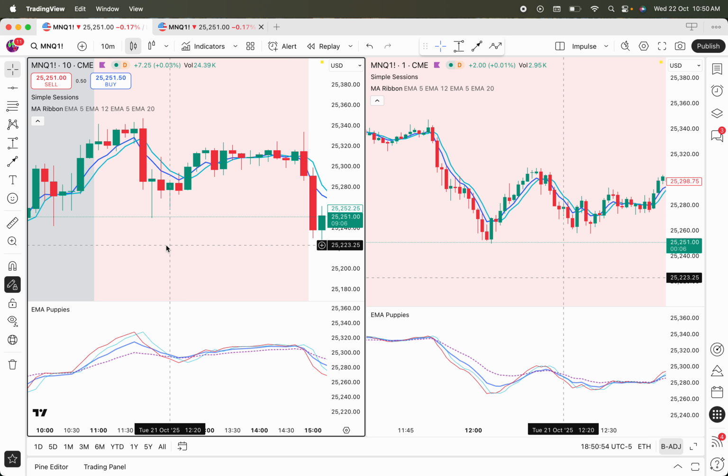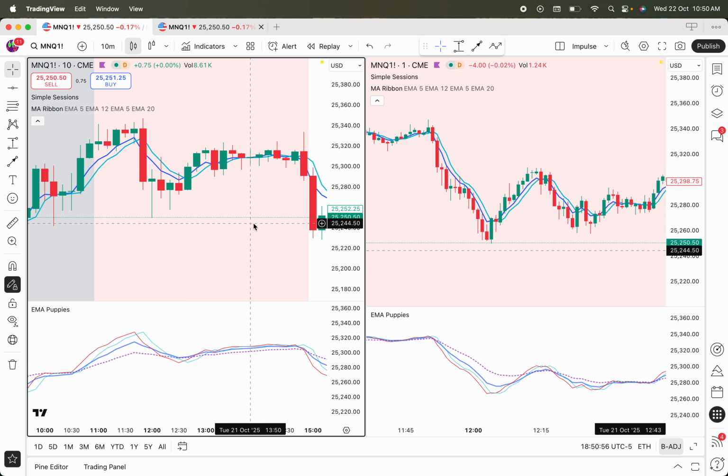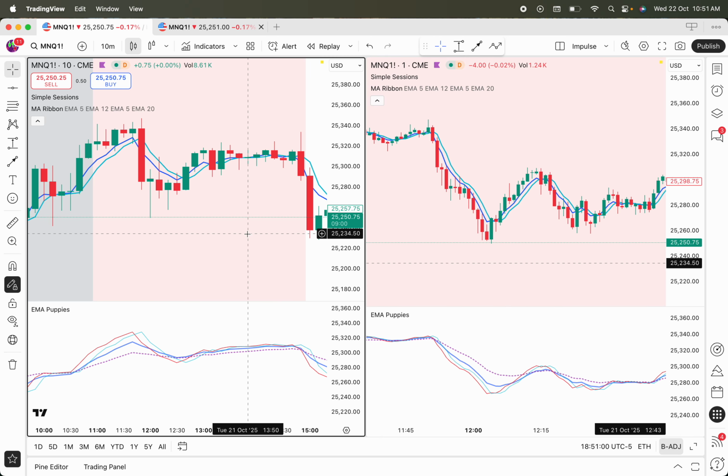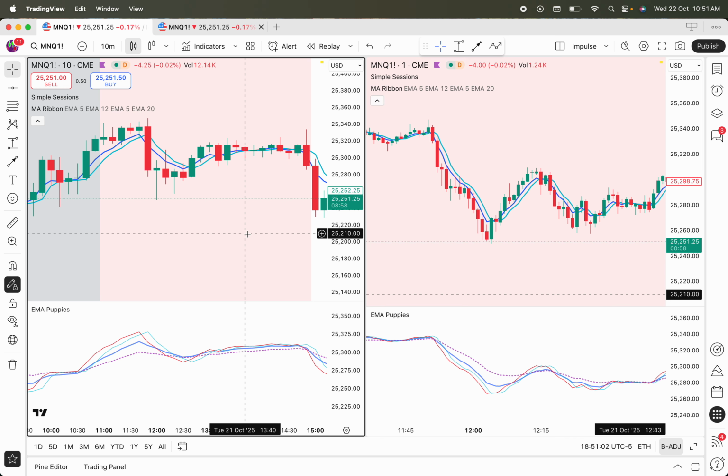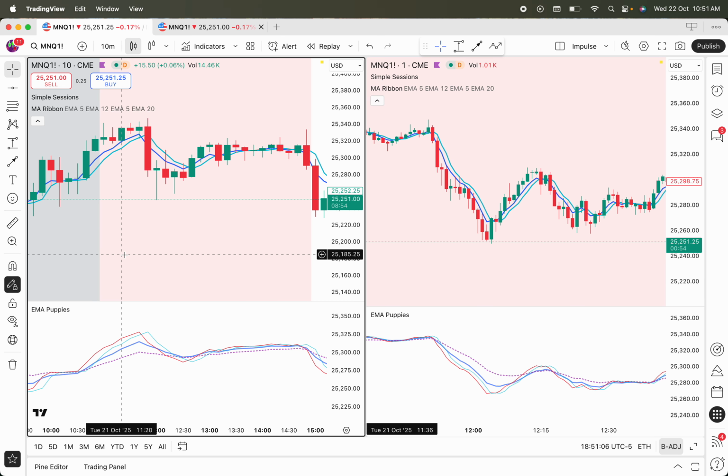This video is just discussing this setup with the EMAs. There might be some confusion that people are getting a little bit confused with, and that is, it's a trend following strategy. So if we just simply break it down and get rid of this EMA puppies down below here.